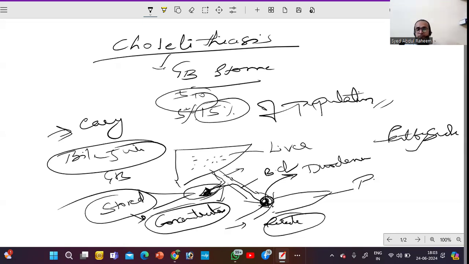So basically, the liver will release the bile juice. This is the pathway of bile. First it will enter into the gallbladder. It will store, it will concentrate, and it will release according to the requirement. Then where will it release? It will release into the duodenum.